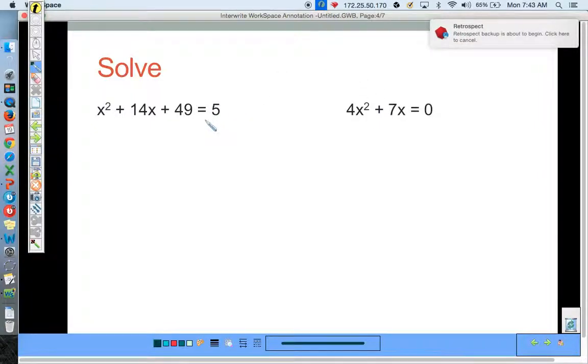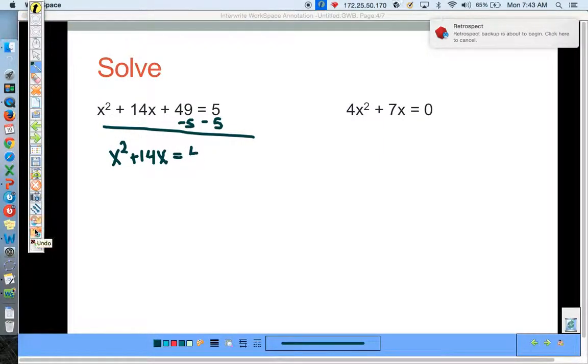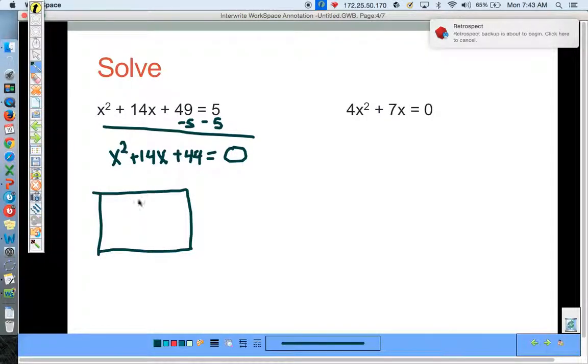Well, hopefully on this one you realize set it equal to 0 is pretty easy. Subtract the 5. So you have x squared plus 14x plus 44 equals 0. You did that box and circle on here.